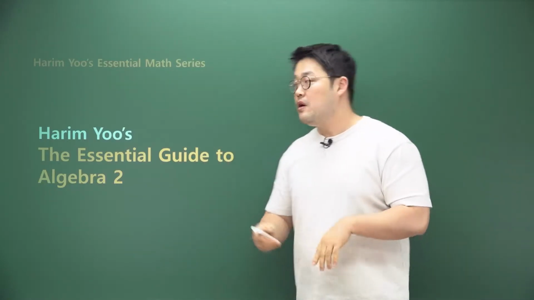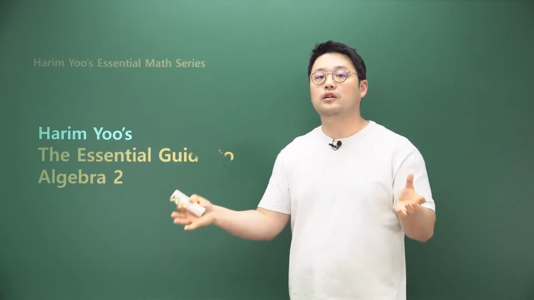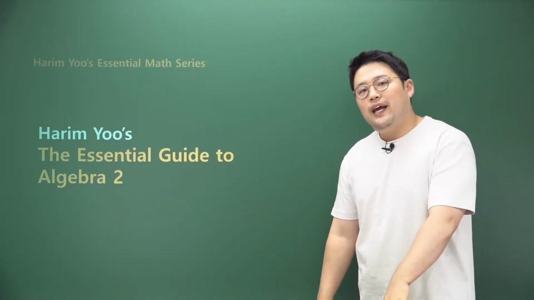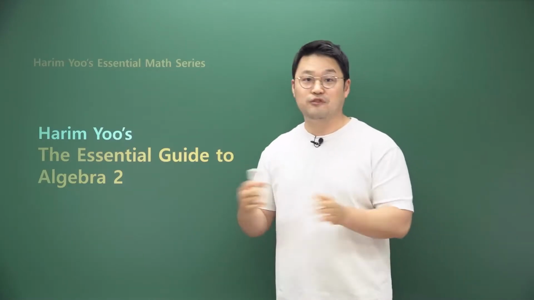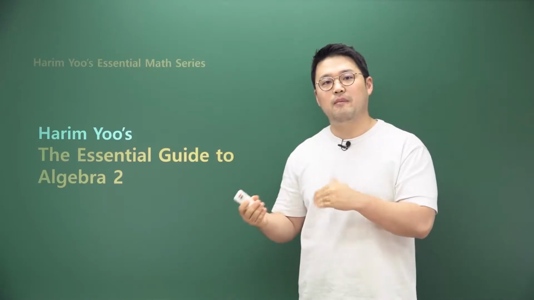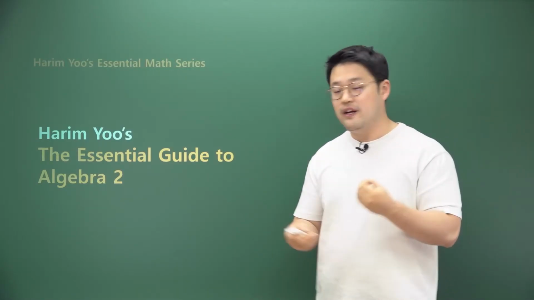This is an introduction to my Essential Guide to Algebra 2 course. This is one of the curriculums I'm going over, usually known as the Essential Math series. I would like to explain what consists of Algebra 2, why this is different from someone else's Algebra 2, what makes it different from Algebra 2 and Pre-Cal and whatnot, and how to take my course effectively.